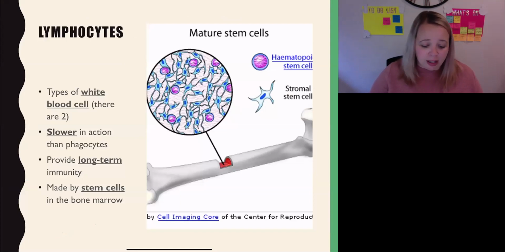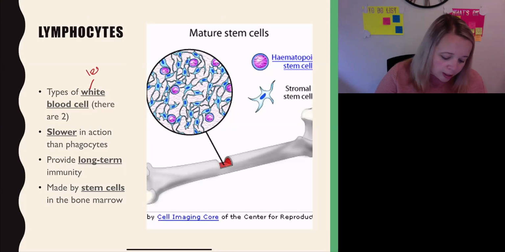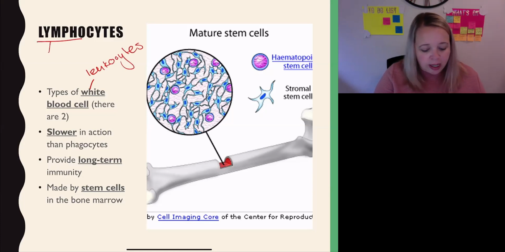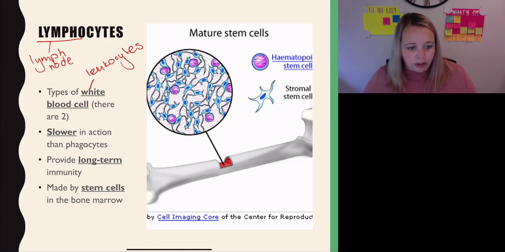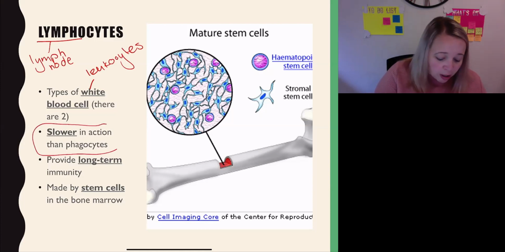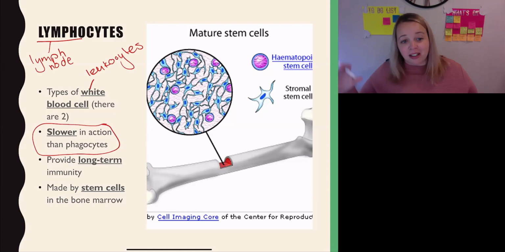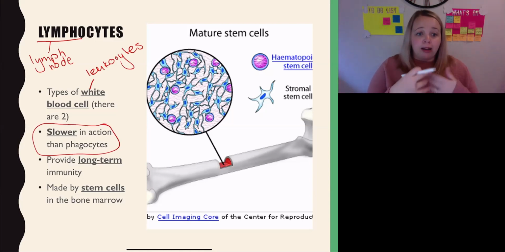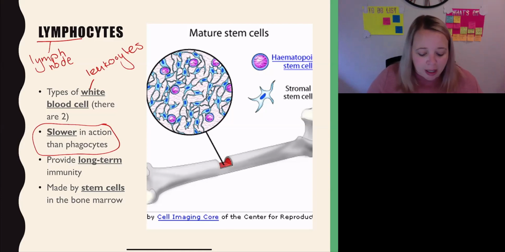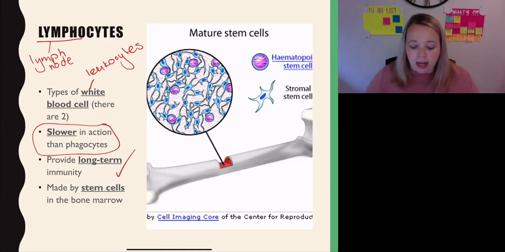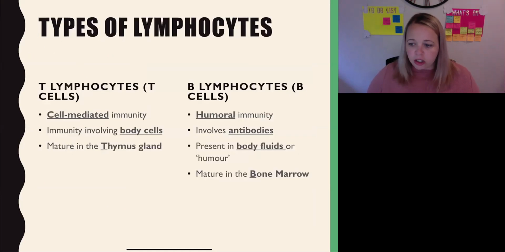Lymphocytes are a type of white blood cell. A white blood cell is a leukocyte, and a lymphocyte is one that hangs out in the lymph nodes. The thing with these guys, because they're in the lymph nodes, is that they're quite slow to act, because the lymph has to have drained and then passed back up through the lymph nodes to get there. But really important, they give us long-term immunity, and these are the ones that are made by stem cells in your bone marrow.